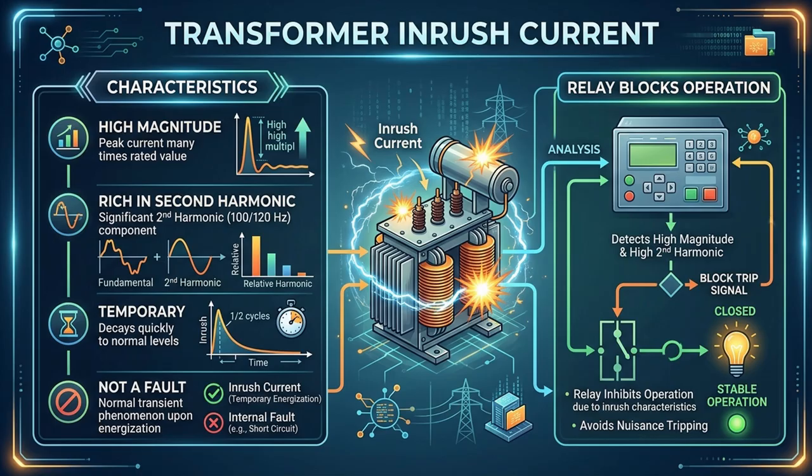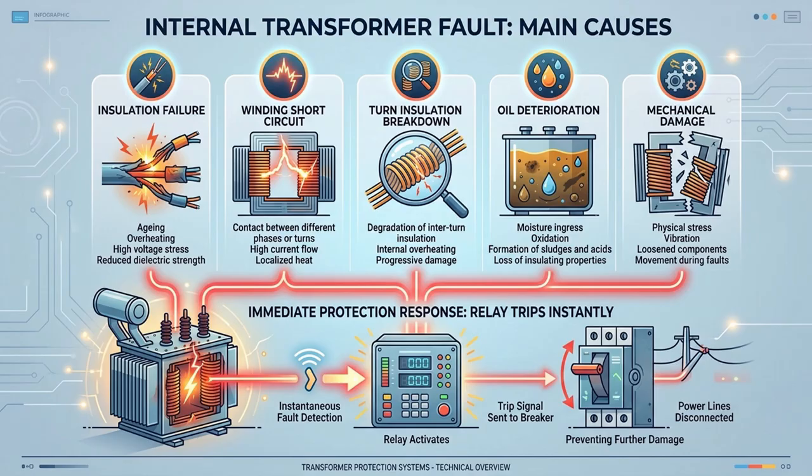So the relay recognizes this condition and blocks unnecessary tripping. Now, let's look at an internal transformer fault. It may be caused by insulation failure, winding short circuits, turn insulation breakdown, oil deterioration, or mechanical damage. Since these faults are dangerous, the differential relay detects them immediately and trips without delay.